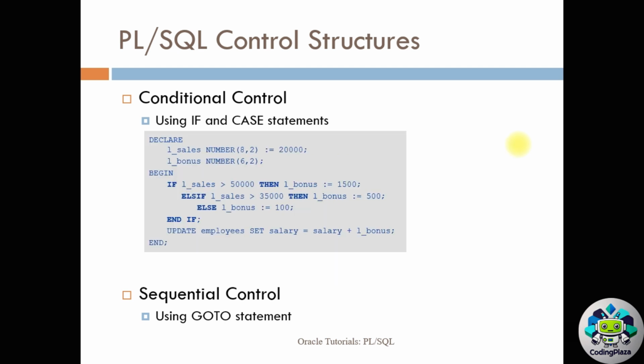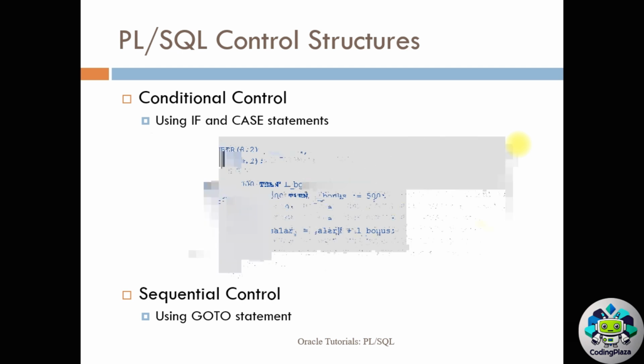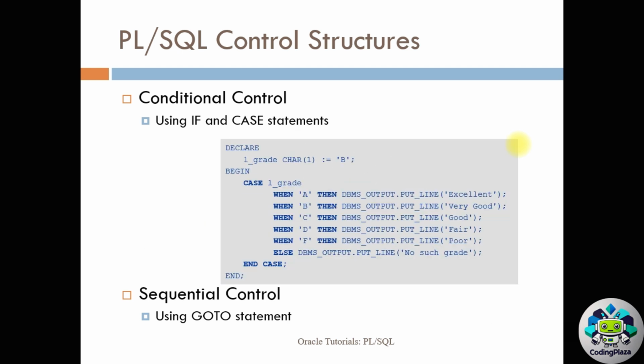At the first level we'll see IF. Here I'm handling sales and bonus data. If sales is greater than 50,000, then the bonus will be 1,500. Else if sales is greater than 35,000, then the bonus will be 500. Else, if these two conditions don't match, it will be 100. That bonus I'm going to update with the employee salary. So like this I'm using the IF condition. The CASE statement can be used the same way.